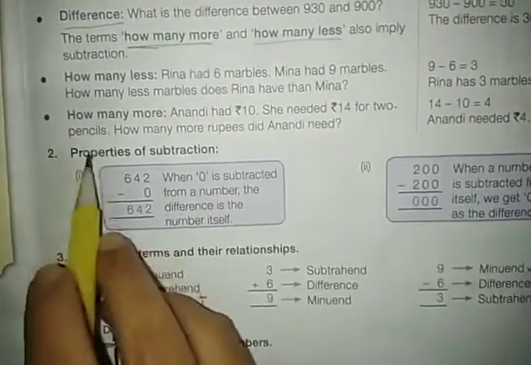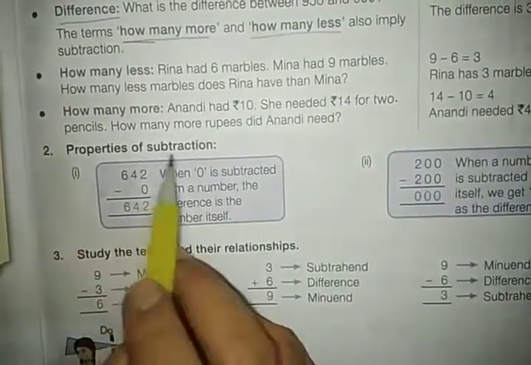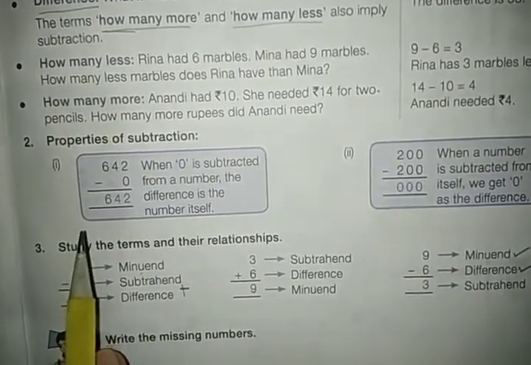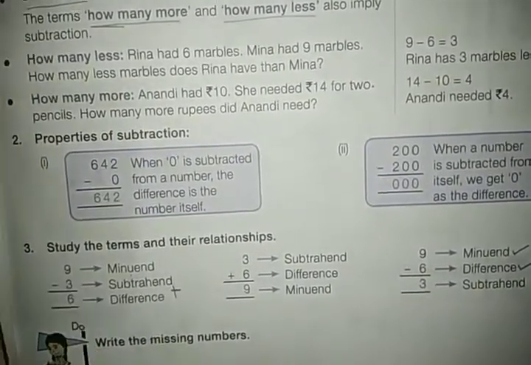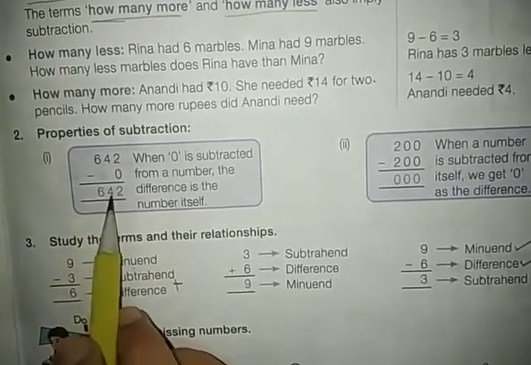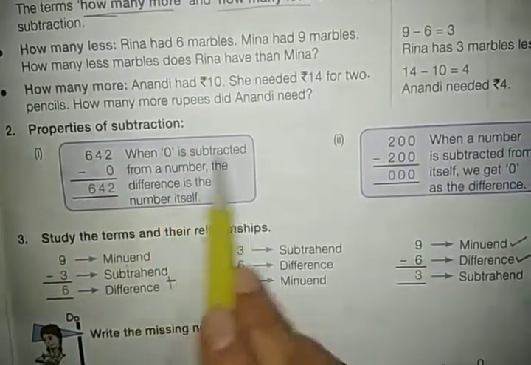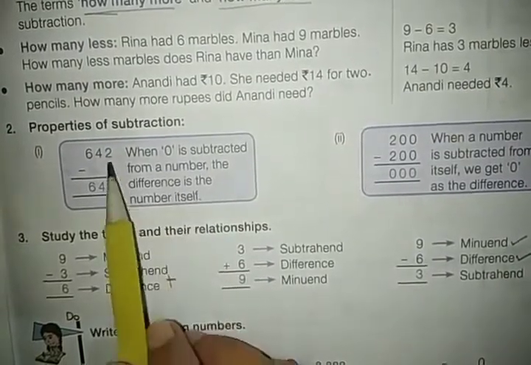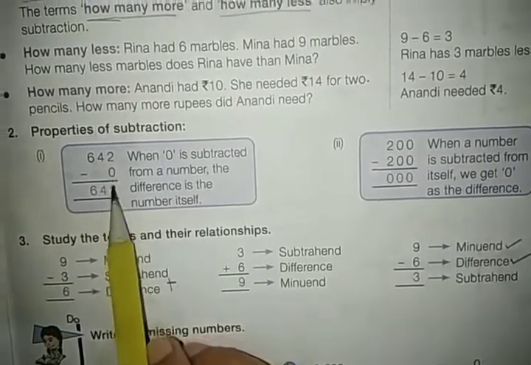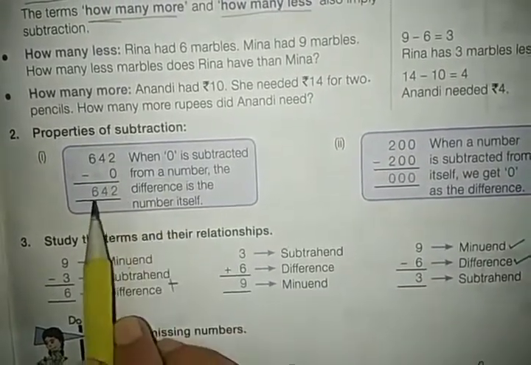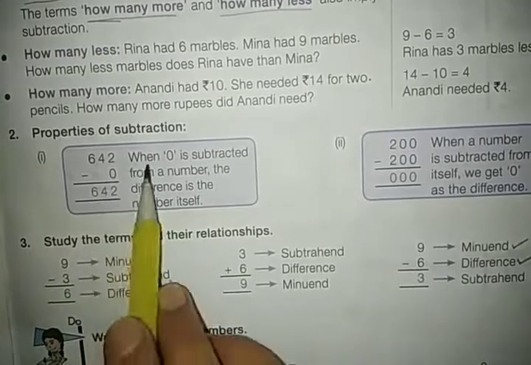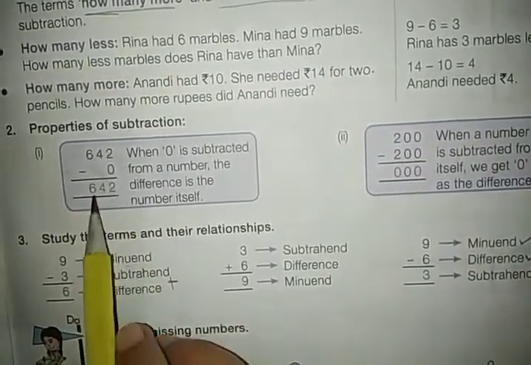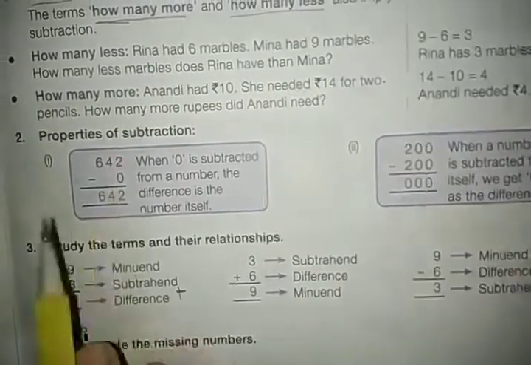Now see the properties of subtraction. They have given two properties of subtraction here. One is the zero property. When zero is subtracted from a number, the difference is the number itself. When you subtract zero from any number, the answer will be the same number. The zero property says that when you subtract 0 from any number, you will get that number itself as the answer.